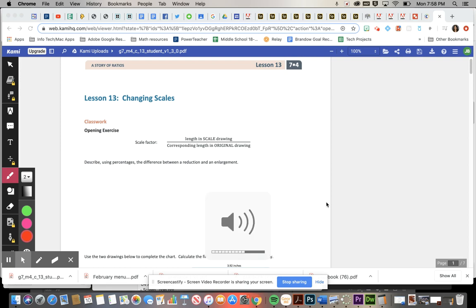All right, hey guys, we're doing lesson 13, changing scales. For our opening exercise, there's an important thing to note here, this formula. To find the scale factor or constant of proportionality, we have to do the length in the scale drawing divided by the corresponding length in the original drawing.